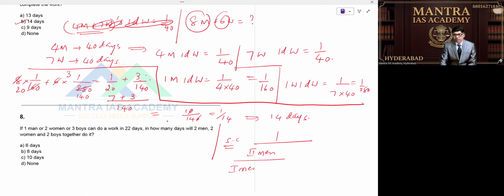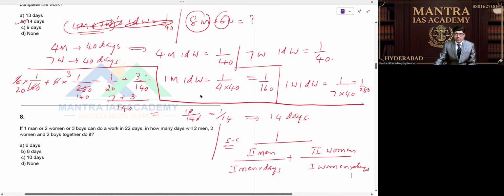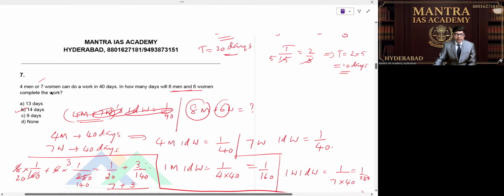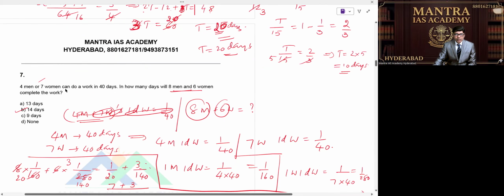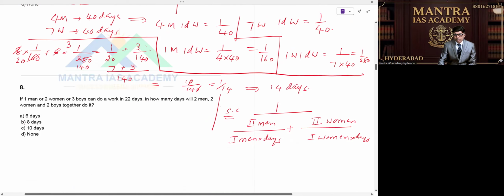This is our style of explanation. Second case women by first case women into days. This is the story. Second case is the question part and first case is the information part. In our question, the information is 7 men 40 days, 4 men 40 days and 7 women 40 days. In this case, the second case is 8 and 6. That's the story. Now apply the same point here.